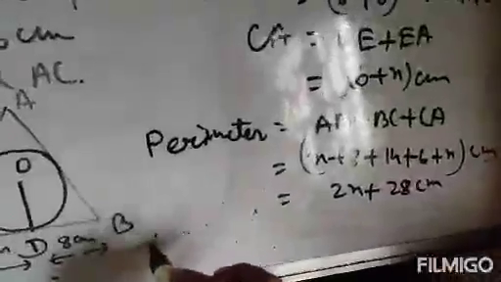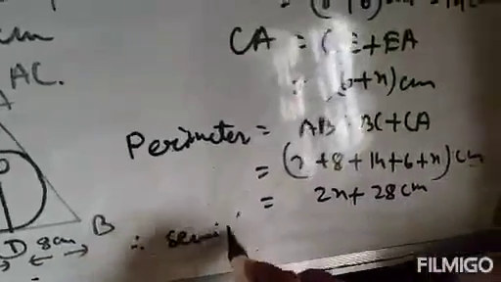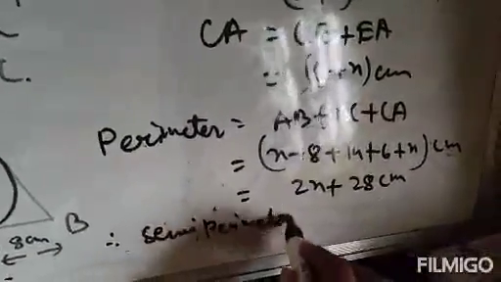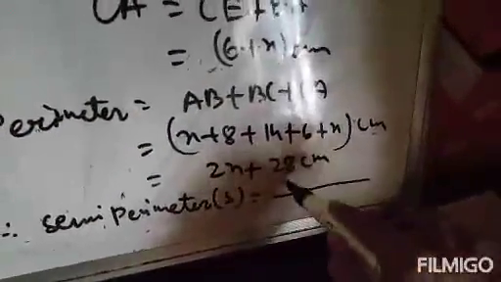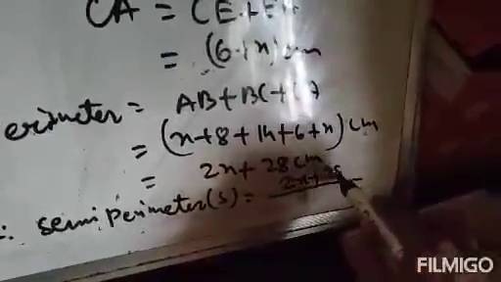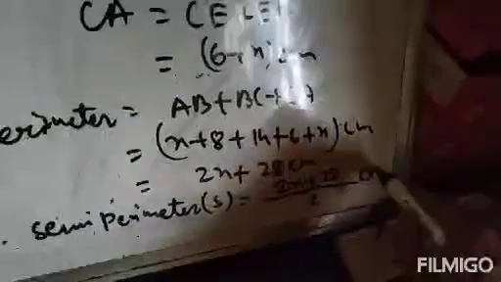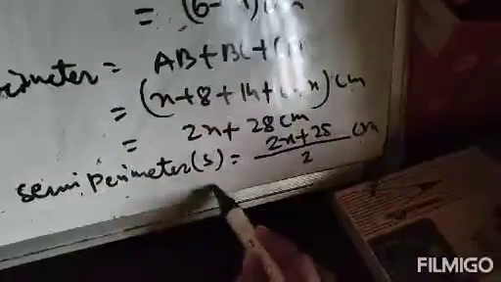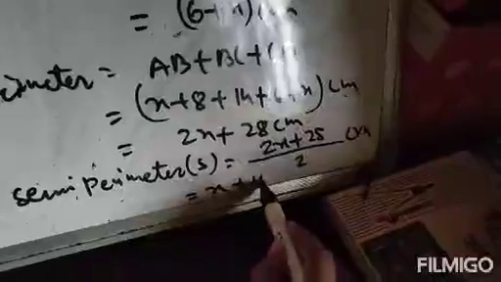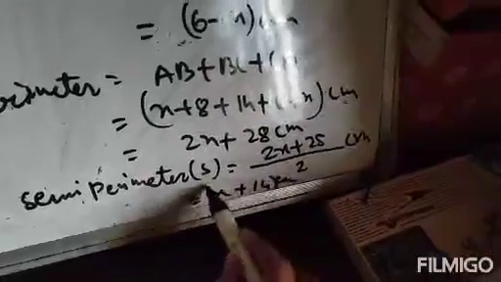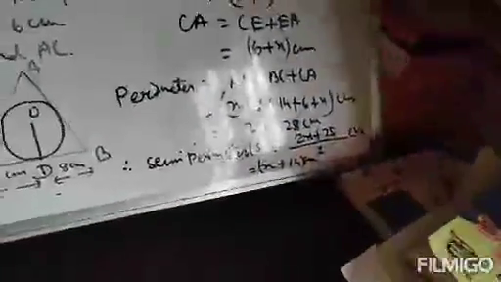So the semi perimeter will be half of the perimeter. Semi perimeter, that is S, will be half of the perimeter, that is 2x plus 28 divided by 2 centimeter. So 2x by 2 is x, and 28 by 2 is 14. So x plus 14 centimeter is the semi perimeter.